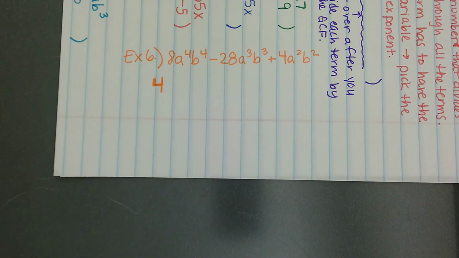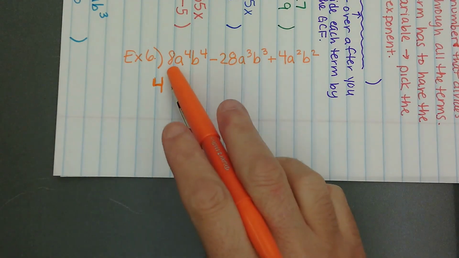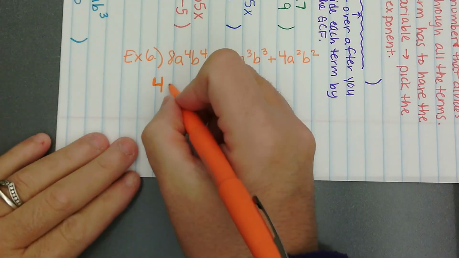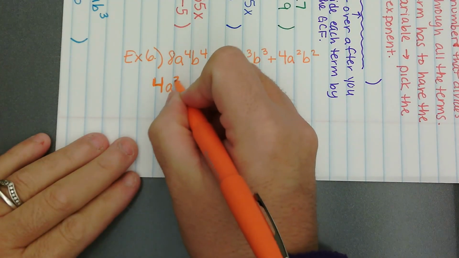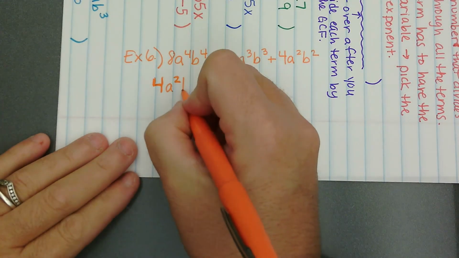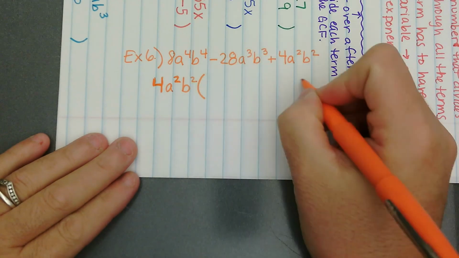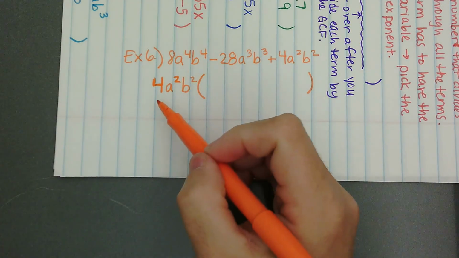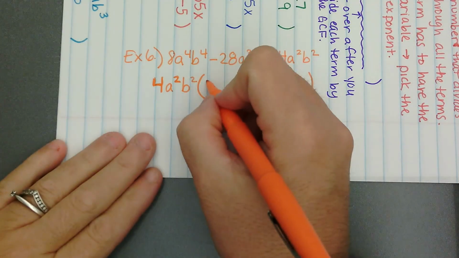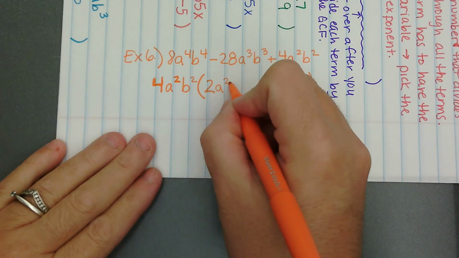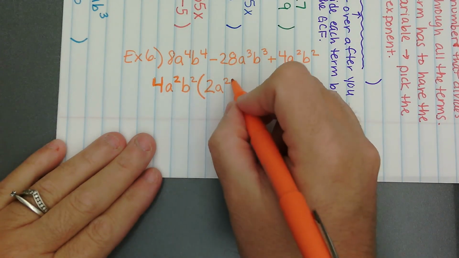Now I'm looking for the smallest exponent, as long as everybody has one. Does everyone have an a? Yes. Smallest exponent is a squared. Does everybody have a b? Yes. So the smallest exponent is b squared. There's my GCF. And we're going to have one big parenthesis to put all the leftovers in after we divide. 8 divided by 4 is 2. a to the 4th over a squared is a squared. b to the 4th over b squared is b squared.